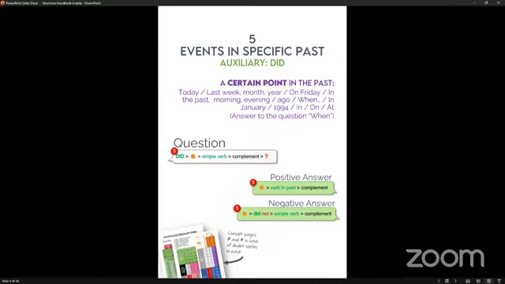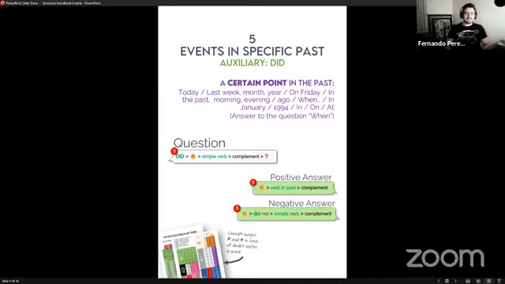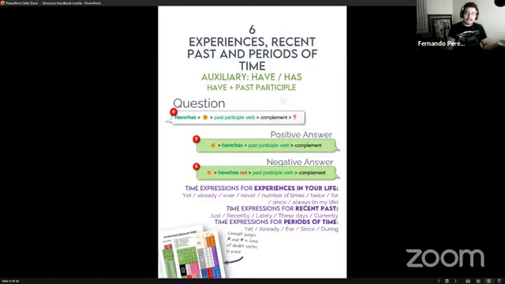So everything that has a certain point in the past, take a note, guys. When you have a certain point in the past, like last month, 3 months ago, in 1994, last Friday, you know, at very specific points in the past, we use the simple past. Don't change it. We use had, the auxiliary, or has, the auxiliary, in different contexts. The contexts are in your structure handbook. Study your structures handbook so you can see the difference between the three.